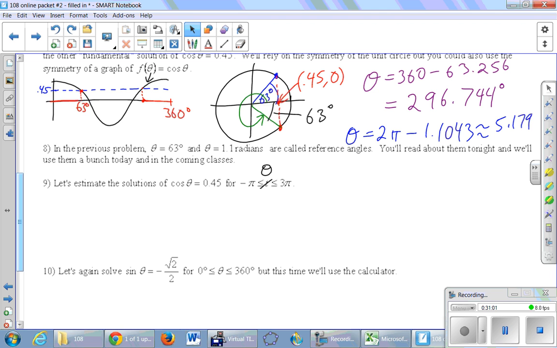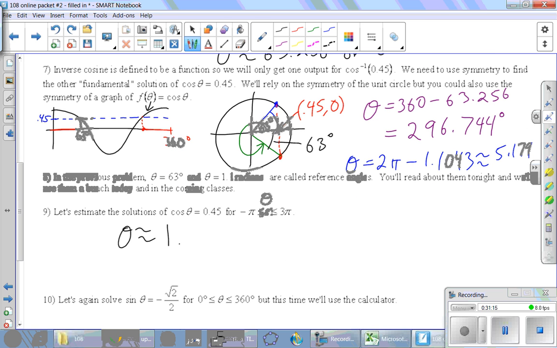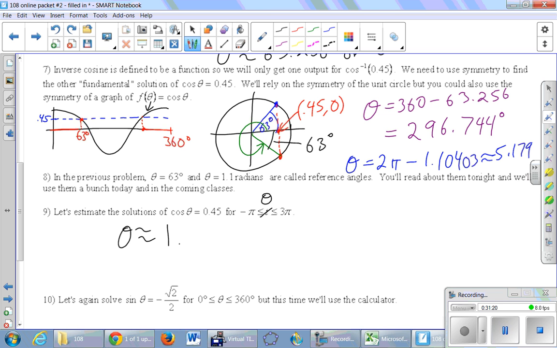Okay, so we've already got our fundamental answer. The calculator told me that theta was around 1.104. Am I missing a zero there? 1.1043. Okay, so we'll say around 1.104. And that's fine. And then the next answer that we got, we took 2 pi and then subtracted this guy, and then we got the 5.179 that we saw before.